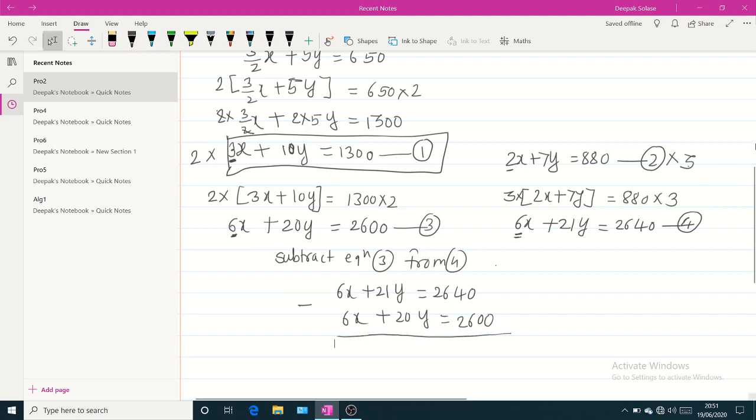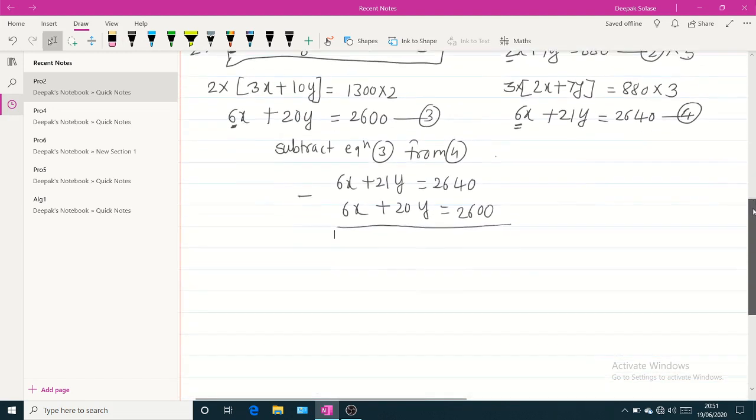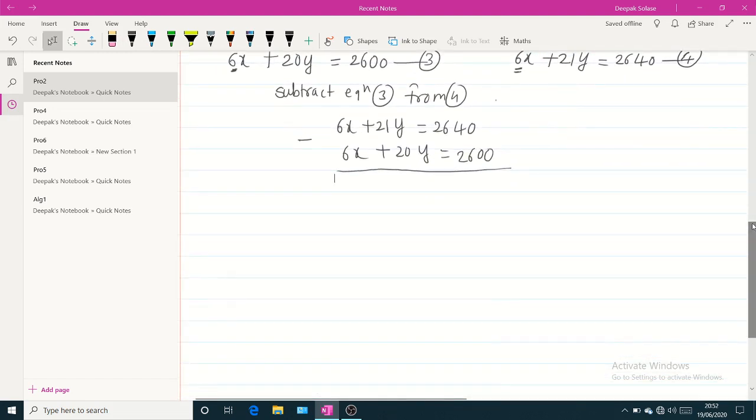In order to subtract, we change the signs. So plus 20y becomes minus 20y, and plus 2600 becomes minus 2600, right? So 6x minus 6x gives 0. 21y minus 20y gives 1y, which is just y. And 2640 minus 2600 is equal to 40. So you got the value y is equal to 40.